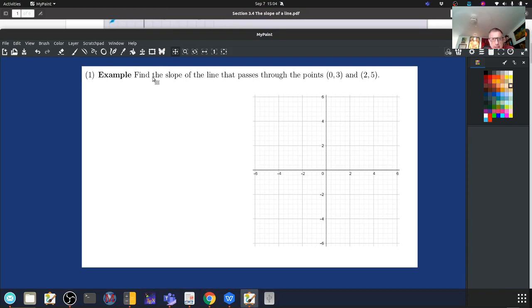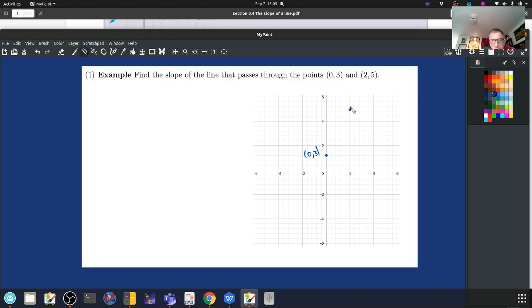We're going to find the slope of the line that passes through the points 0, 3, and 2, 5. So just for the heck of it, let's see what that slope looks like. And then we'll actually use the formula. So we're going to find the point x is 0 and y is 3. So that's 1, 2, 3. So this is the point 0, 3. Now we're going to find the point 2, 5. So there's 2, and I don't love this. And there's going to be about 5, halfway in between through there.